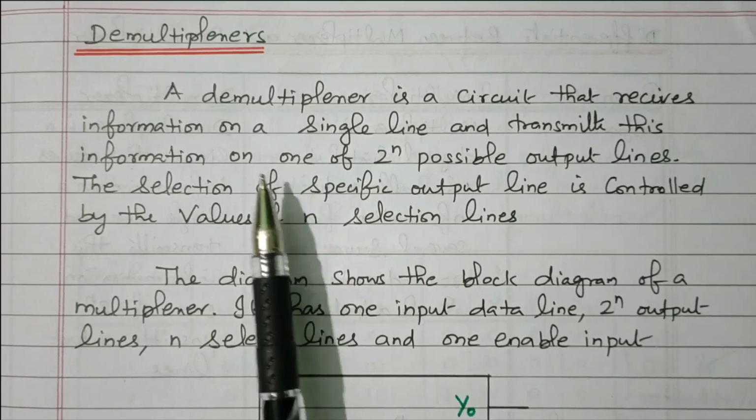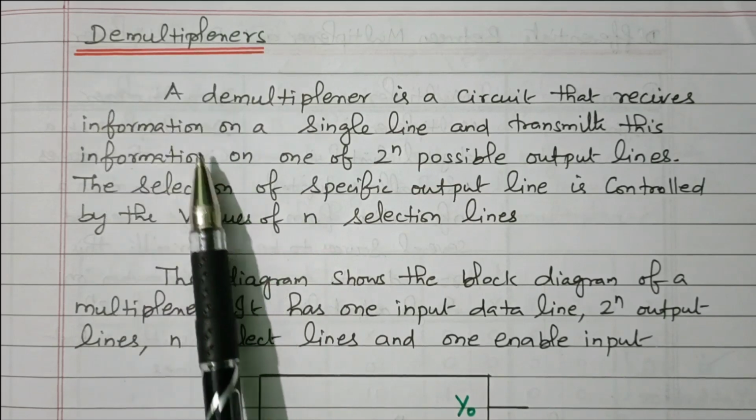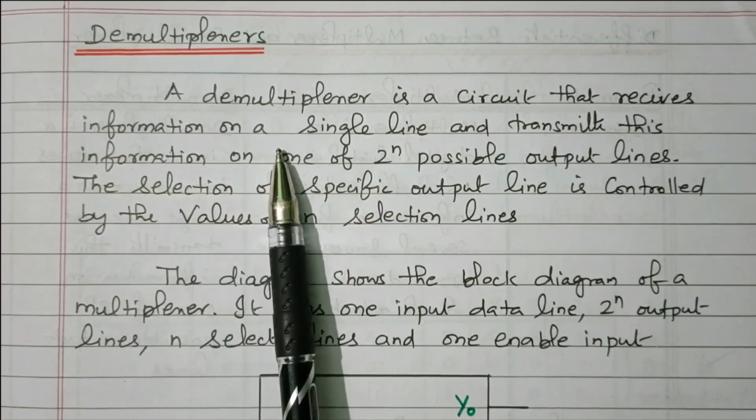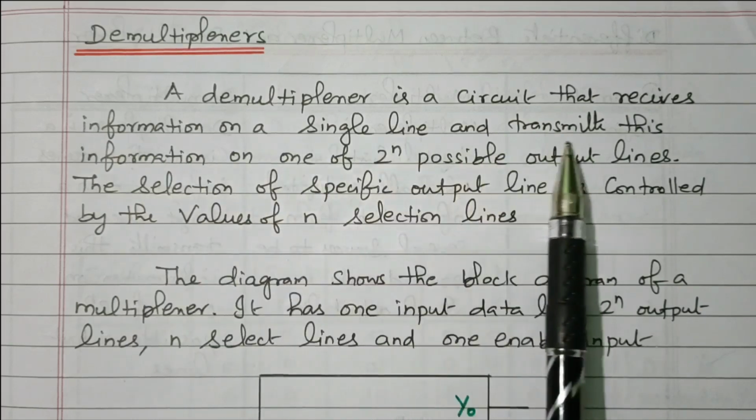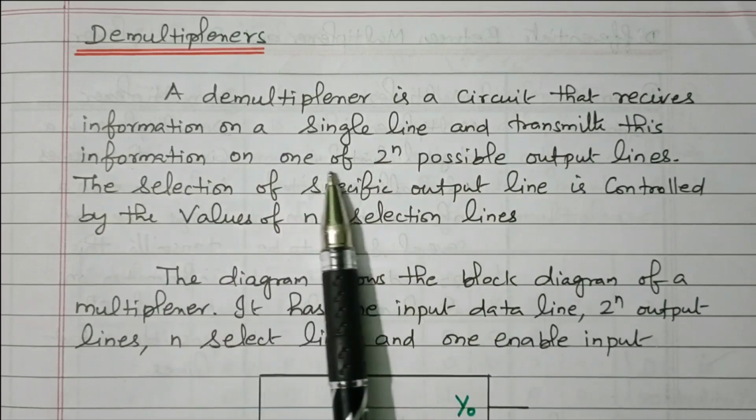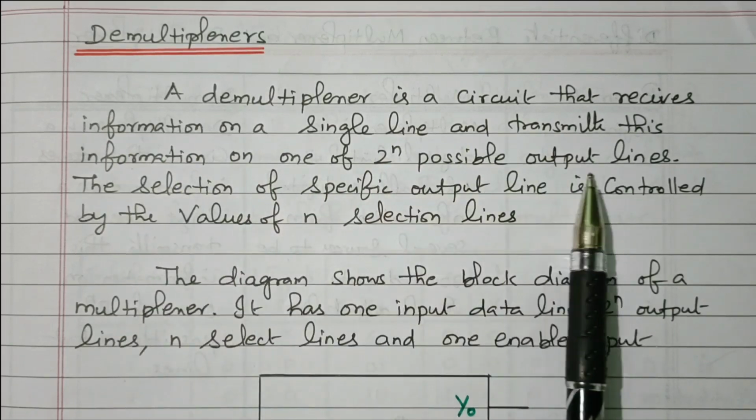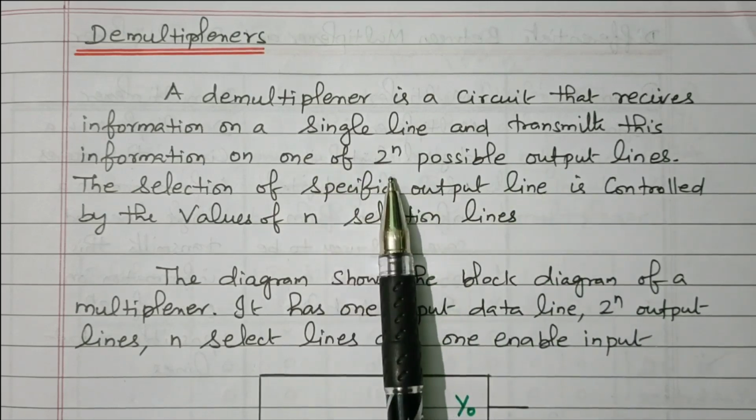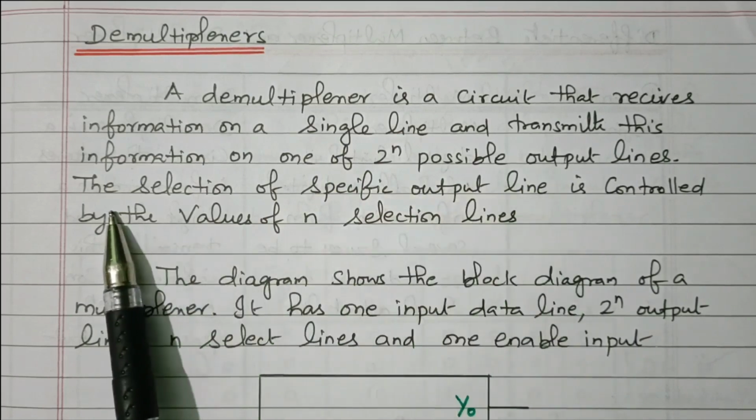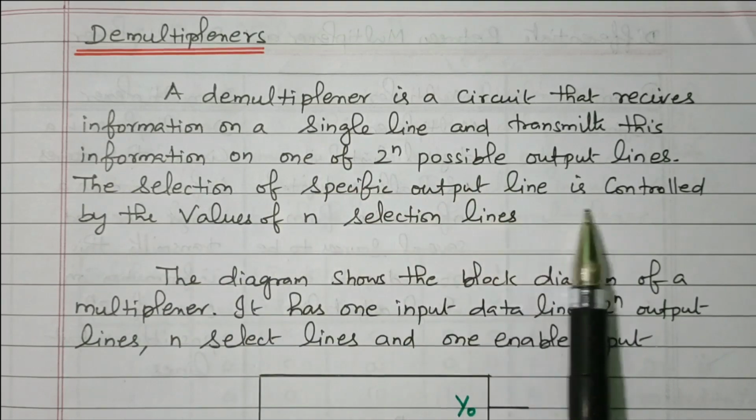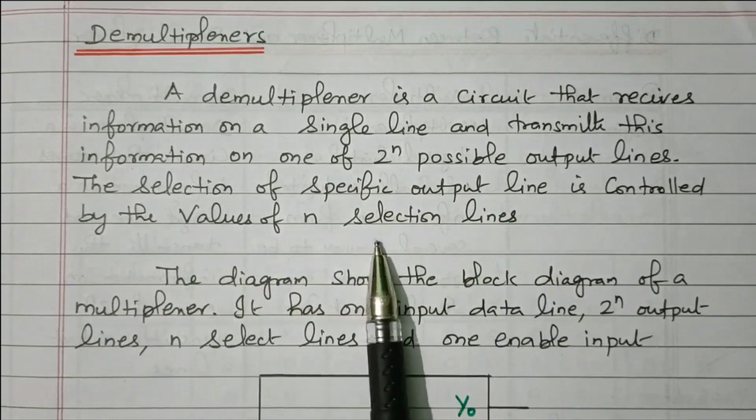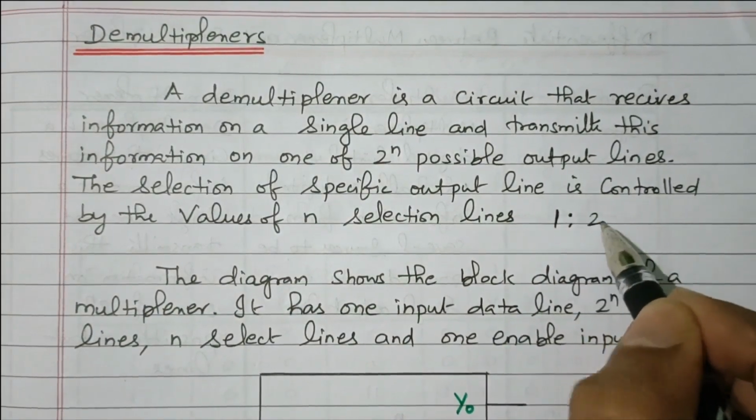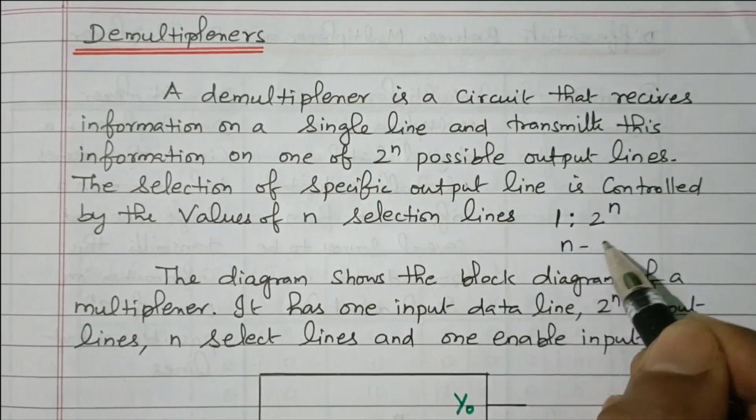Now we'll go to the topic, the block diagram of the demultiplexer. A demultiplexer is a circuit that receives information on a single line and transmits this information on one of the 2 to the power n possible output lines. So only one input line with 2 to the power n possible output lines. The selection of a specific output line is controlled by the value of n selection lines, right? So what we have is 1 to 2 to the power n with n selection lines.